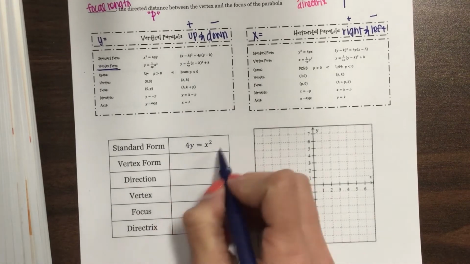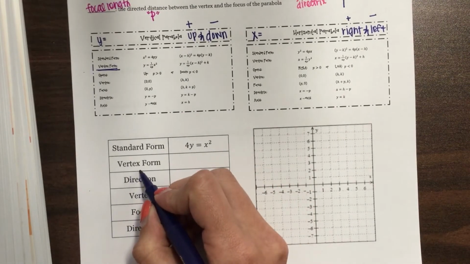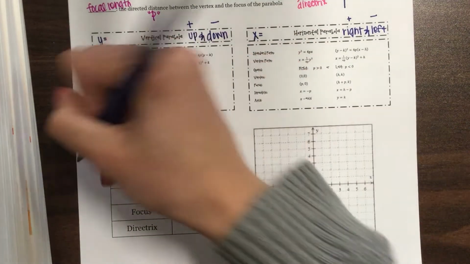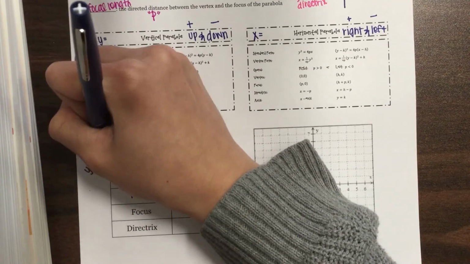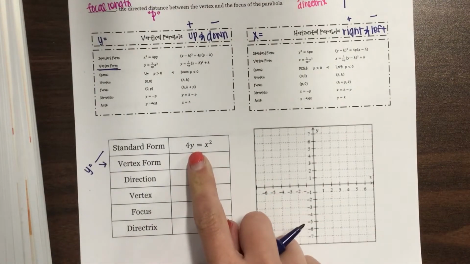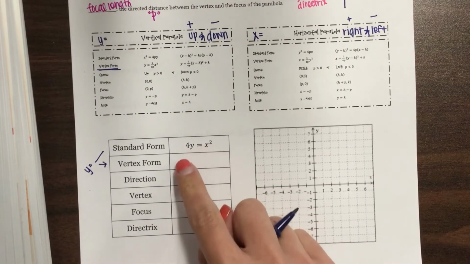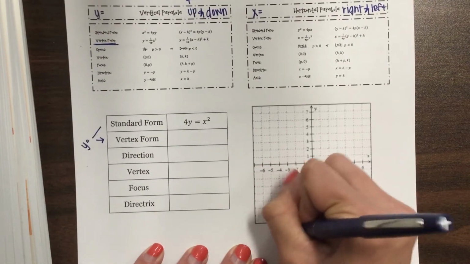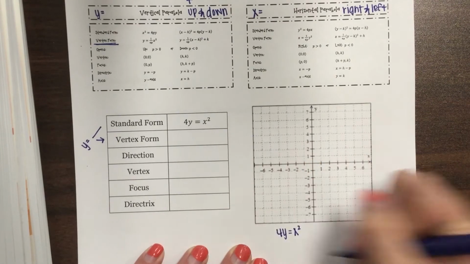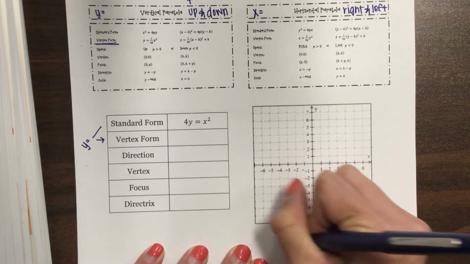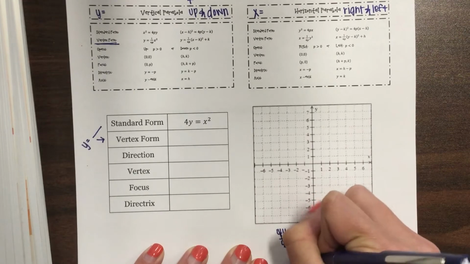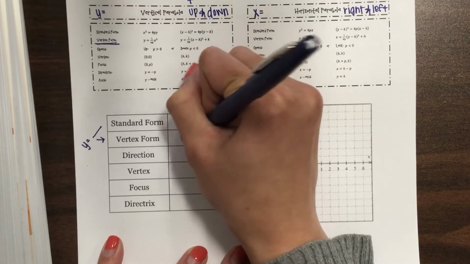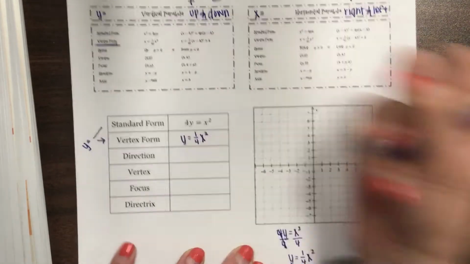Okay, so we're given this equation right here, and we need to put it in vertex form. Remember, vertex form, this is a y because it has the x squared. So we have to get it so y equals something. In order to get this to be y equals, I have to divide both sides by 4. So this will be 4y equals x squared. To get that y by itself, I just divide by 4. So that's y equals 1/4 x squared. So my vertex form is y equals 1/4 x squared.